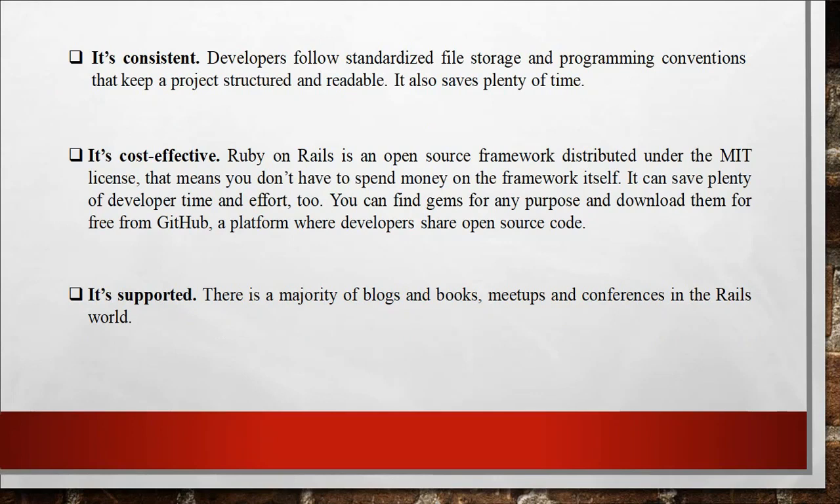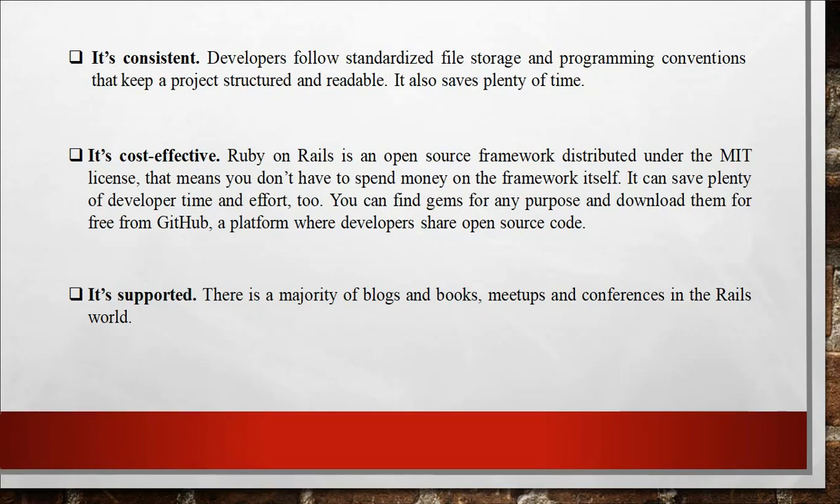It is cost effective. Ruby on Rails is an open source framework distributed under the MIT license. That means you don't have to spend money on the framework itself. तो आपको framework नहीं purchase करना है इसमें. It is freely available. इसीलिए हमने यहाँ पर second paragraph में लिखा है. It is cost effective because it is an open source framework distributed under the MIT license.